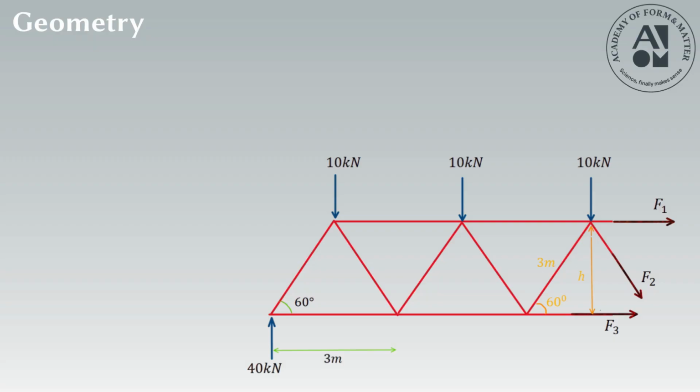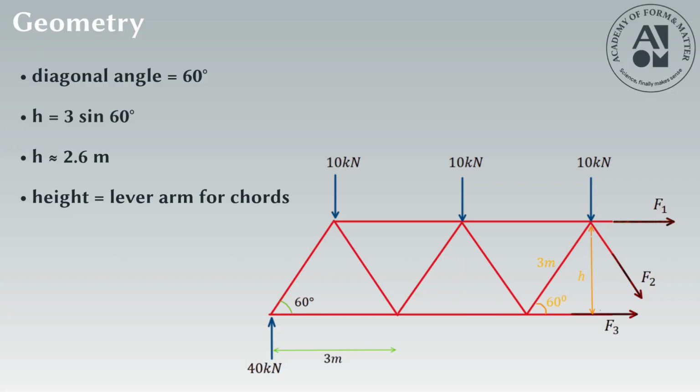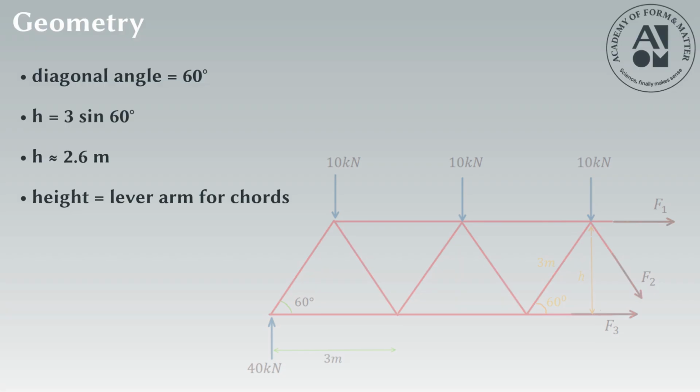We also need the truss height. Each diagonal has a length of 3 meters and makes an angle of 60 degrees. So the height is 3 times sine 60. That gives approximately 2.6 meters. This height will become the lever arm for the chord forces.